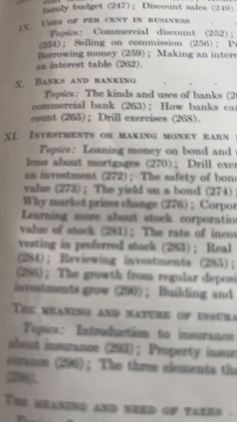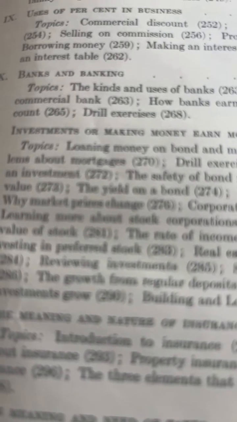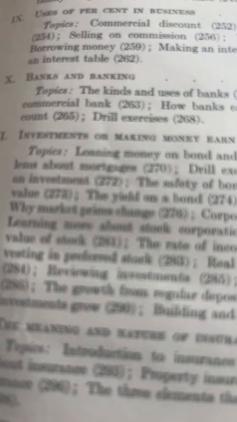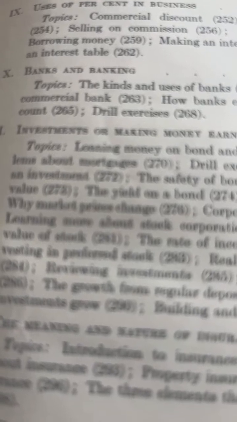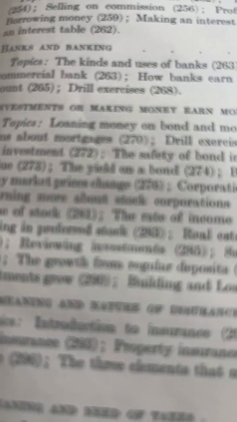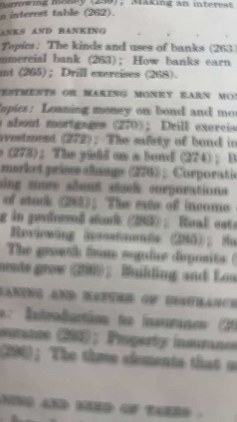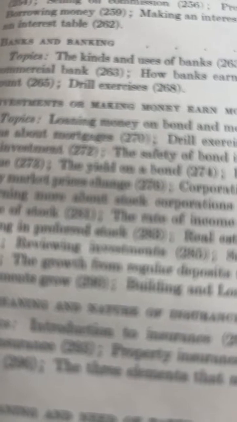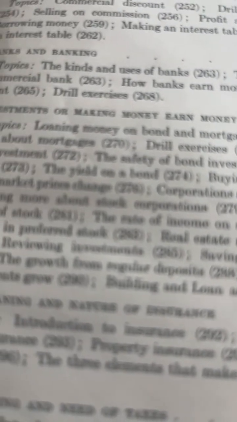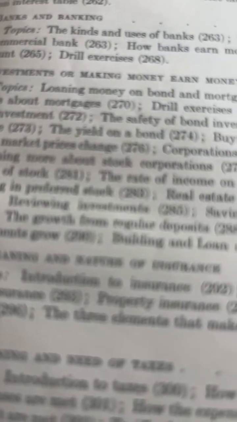This is very interesting here. Banks and banking. The kinds and use of banks. So there are different kinds of banks. You have to have a bank for a specific usage. You know, because you've got commercial banks, you've got national banks, and some banks earn you more money than others. They go to the banks. How do the banks earn money? Investment and making money, earn money.